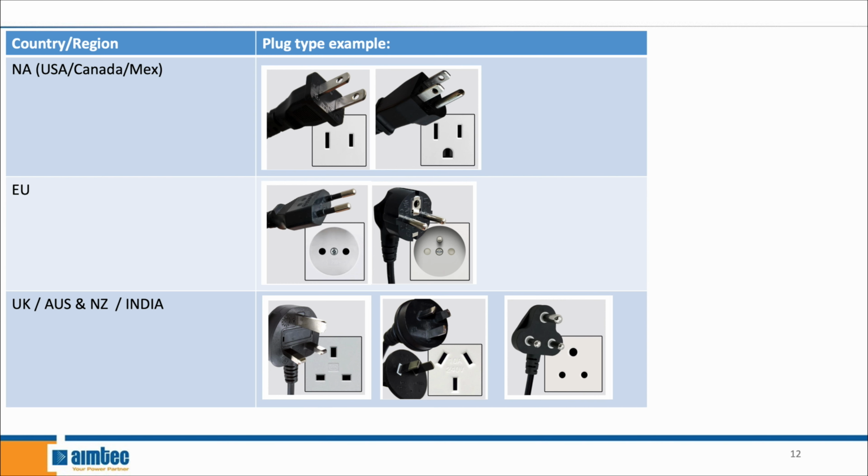And moving on to the different plug types per region, this is just to illustrate what the various plug types can look like. In North America, we have the two-pronged or three-pronged plug. In EU, the same thing. And then in the UK, Australia, New Zealand, and India, they also have different plug types.